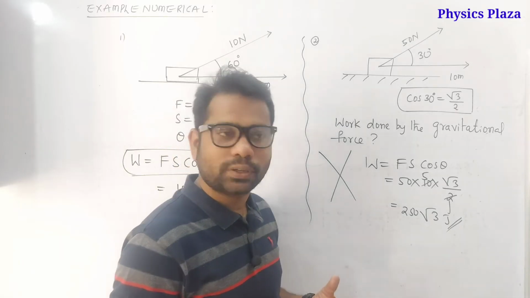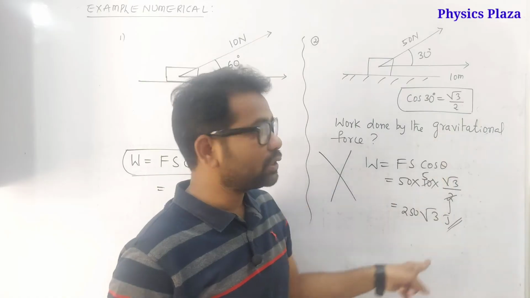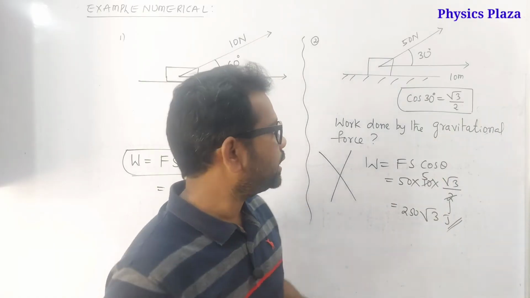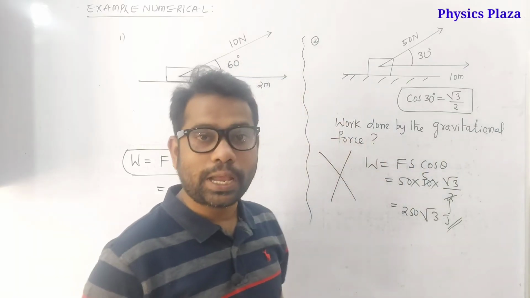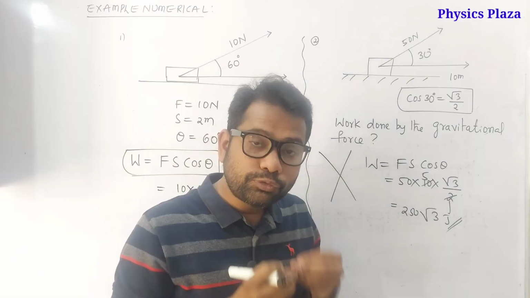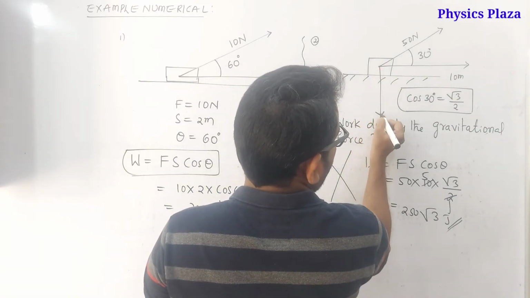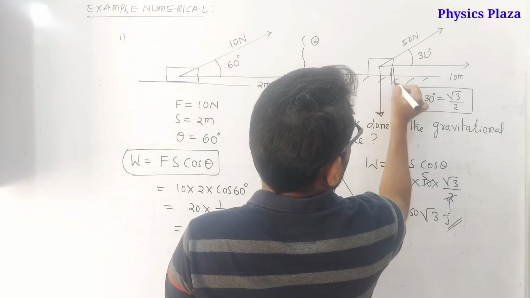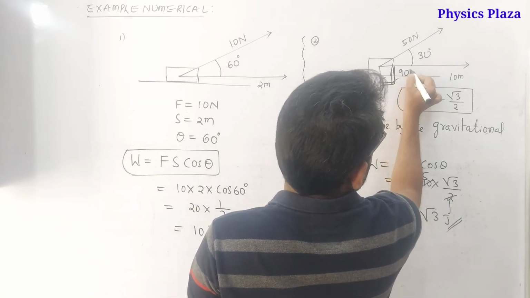You may get confused. Sir, we substituted the force value, S value, theta, you only gave, everything is fine. But children, try to understand. Work done by the gravitational force. I mentioned it very clearly. In which direction will the gravitational force act? Gravitational force will be in this direction. So what is the angle here? The angle is going to be 90 degrees.